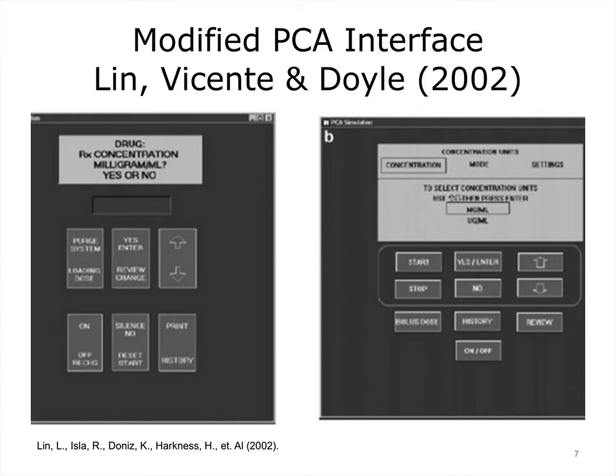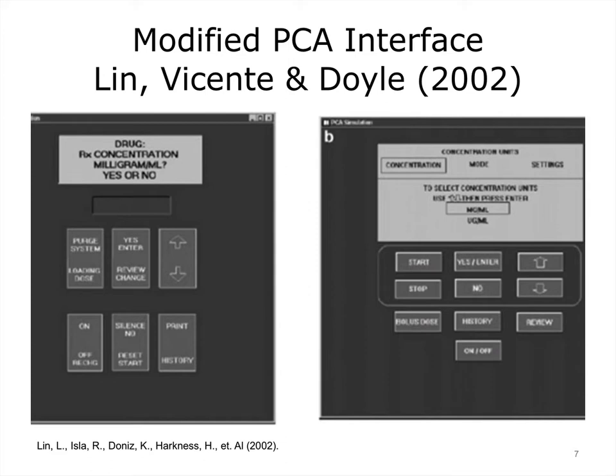PCA interfaces vary in complexity, and the one shown on the left-hand side is known to be problematic. For example, the buttons support dual functions. The device has a very limited and poor interface and poor feedback. In fact, this device is known to have contributed to a number of patient fatalities over the years. The picture on the right represents a redesign, at least the computer simulation of a redesign.